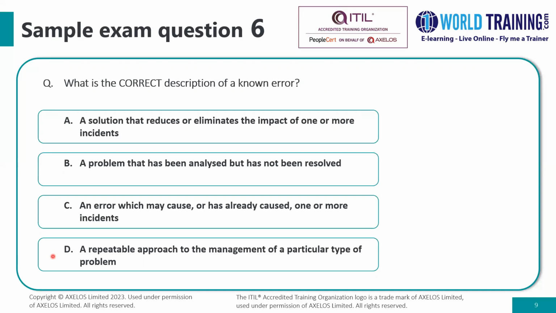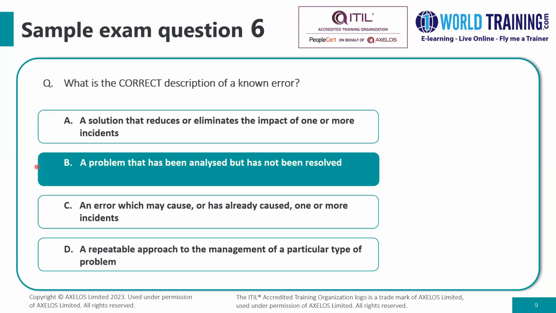And if you remember well, the answer would be option B, a problem that has been analyzed but has not been resolved. Option A is the definition of a workaround. Option C is a definition of a problem. And option D is the definition of a problem model.